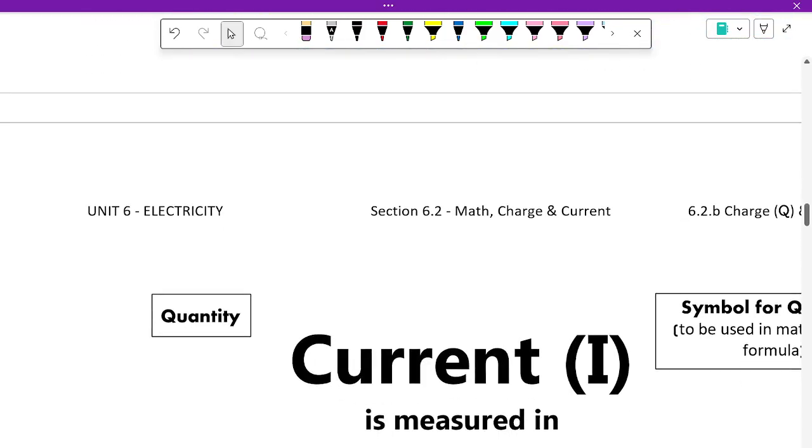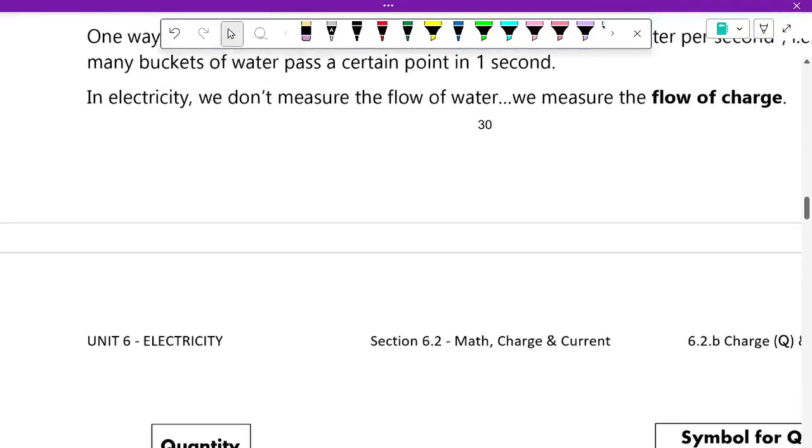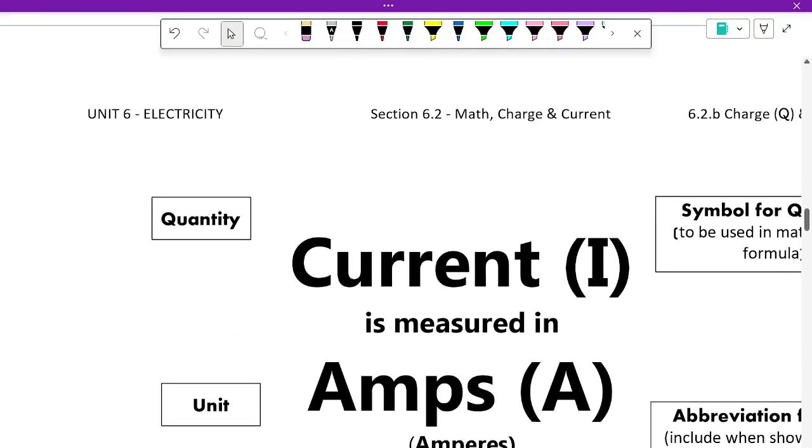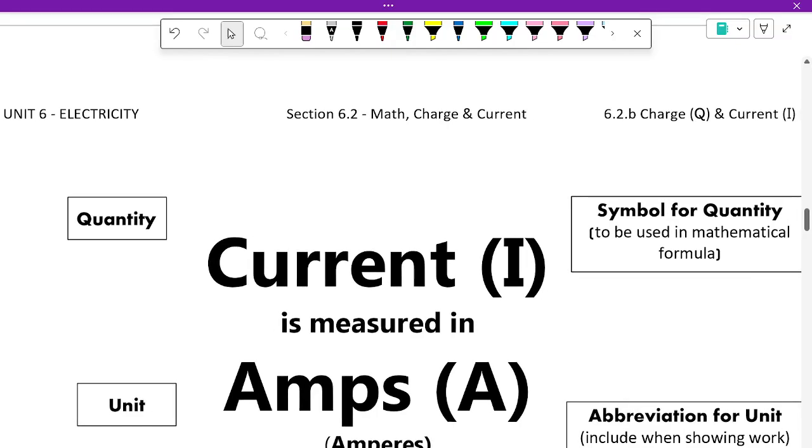Now, instead of the flow of water, we're going to be looking at the flow of charge. Okay, so we're looking at our current in charge. So this is electrical current. And once again, the symbol doesn't make a lot of sense. Wouldn't it be nice if the symbol for current were C? It's not. The symbol is I. So we have current, but its symbol is I.